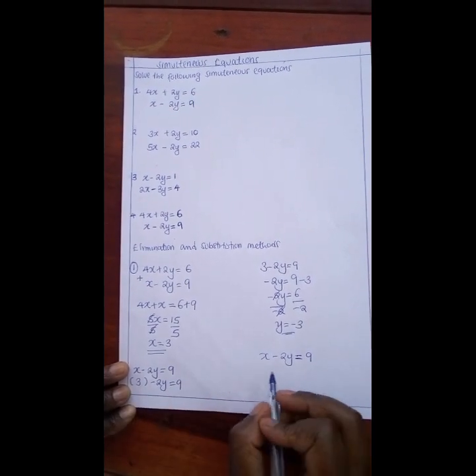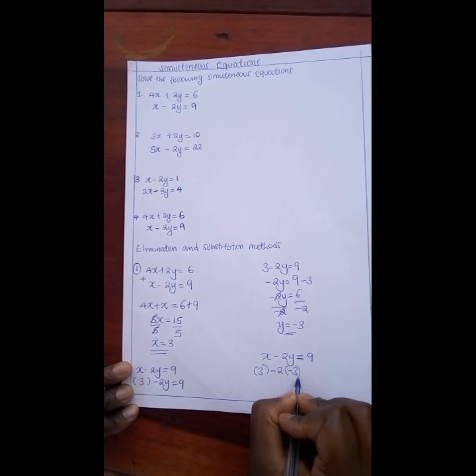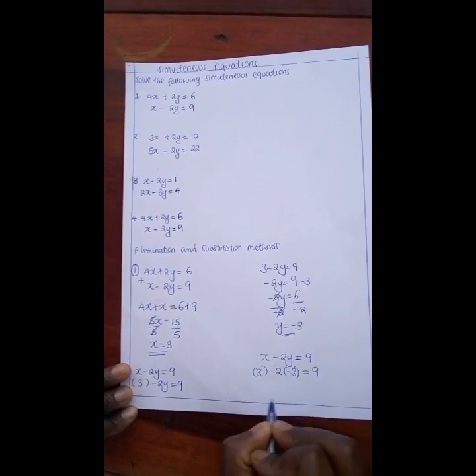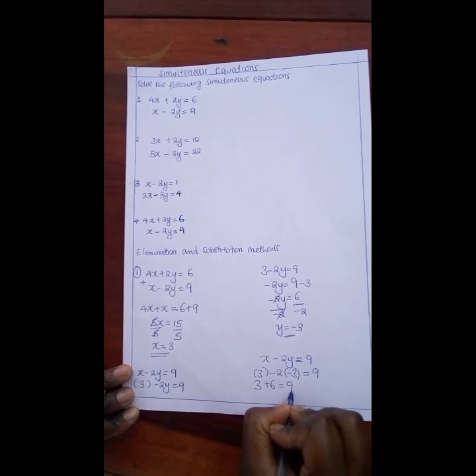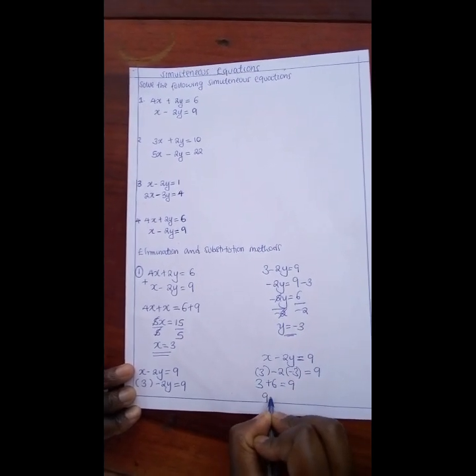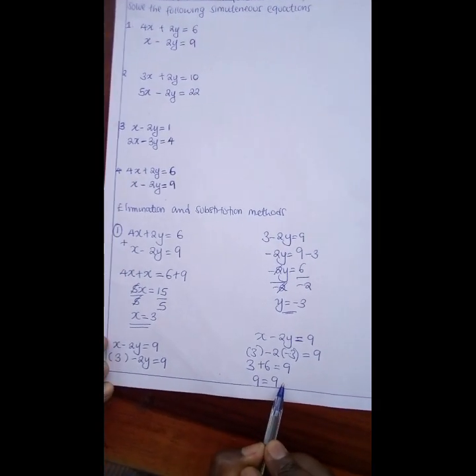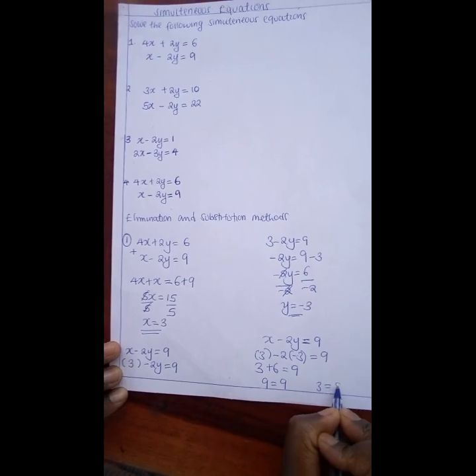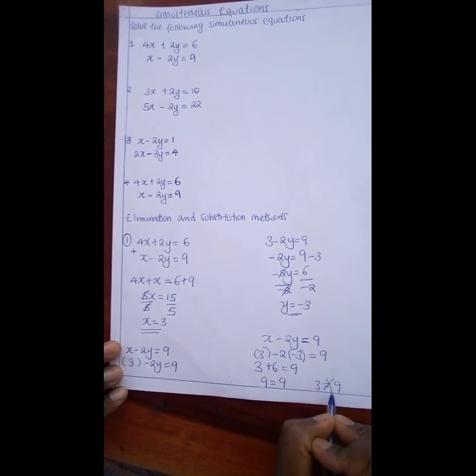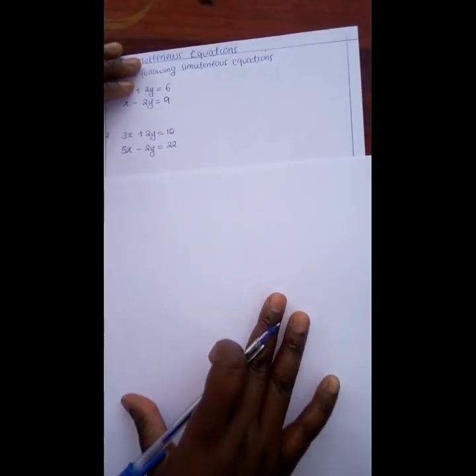So let's do that. x is 3 minus 2 times negative 3 equals 9. So 3, negative times negative, positive. So what is 3 plus 6? So 9 equals 9. Because the left hand side is equal to the right hand side, it means our values are correct. But if you find 3 equals 9, it means your answer is what? Wrong. Okay? Let's move on to example number 2.